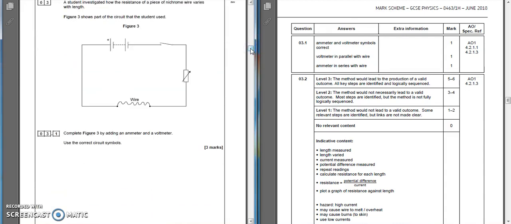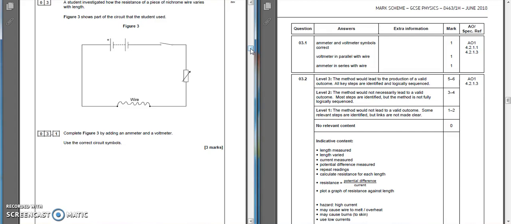We've got from the key assess practical the resistance of the wire setup. In this question here we're asked to add in the ammeter and voltmeter. First easy mark, no matter where you've put the ammeter and voltmeter, if you drew a circle with a capital A in it and a circle with a capital V in it for the voltmeter and the ammeter, then you've got the first mark.